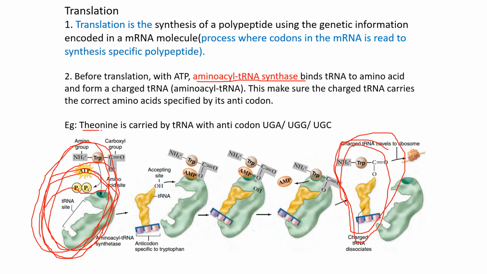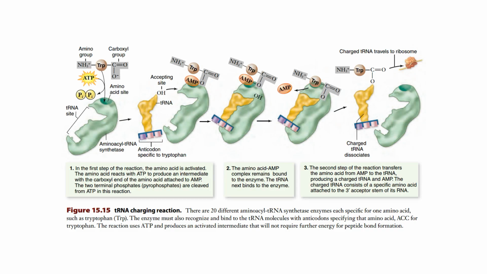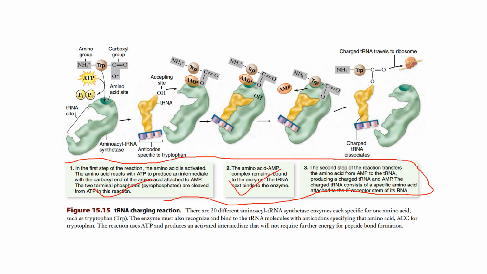For example, threonine is carried by tRNA with the anticodon UGA or UGG or UGC. This is the diagram that you have. The purpose is I want you to read the descriptions here. Do you need to write these descriptions in the exam? No, it's not in your syllabus. This is just for your extra knowledge.